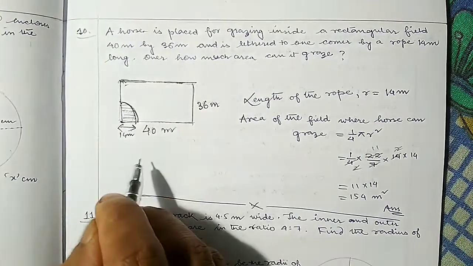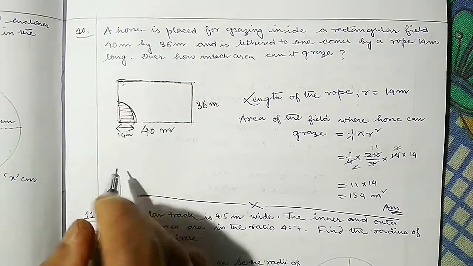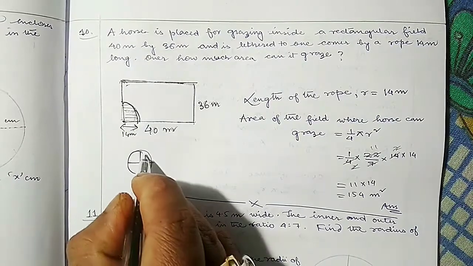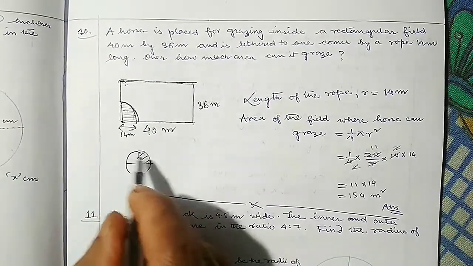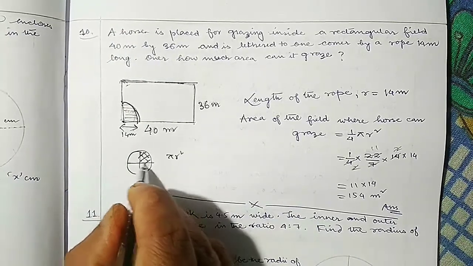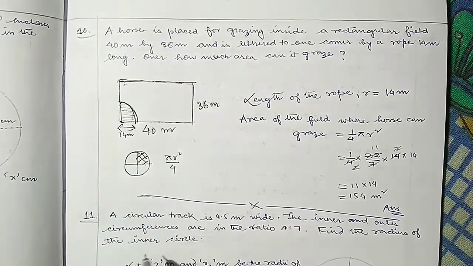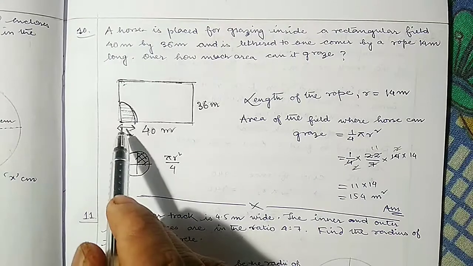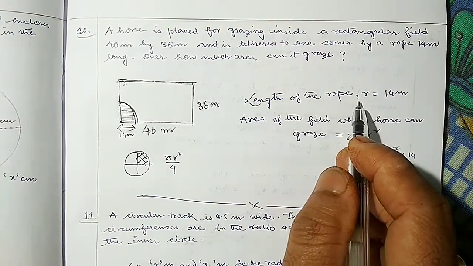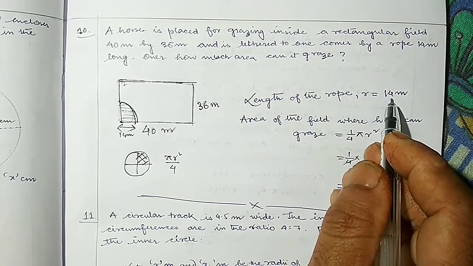This is the part. Since this is 1/4 of a circle, because if I consider this is a circle, this part is 1/4, and we know area of a circle is pi r square. So area of this part will be pi r square by 4. Clear? So now here the length of the rope is 14. So here length of the rope we can consider this to be R is 14 meter.